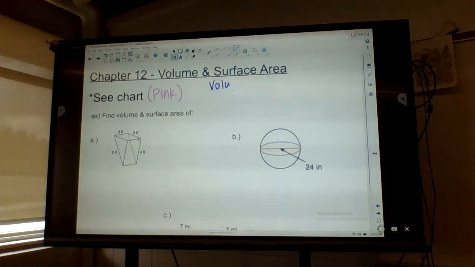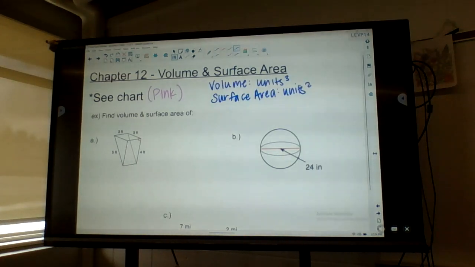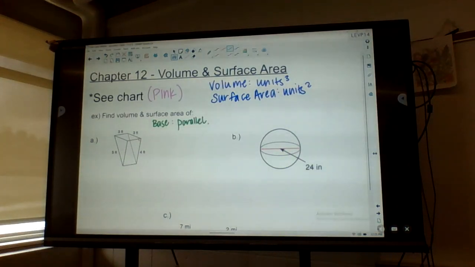So we want our volume and surface area. This first one's a prism. And so we have to first figure out what the area of the base is. Remember, the bases are always parallel. So knowing what the base is is important because it's parallel to the other base, and we need that for figuring out the different parts of these formulas.